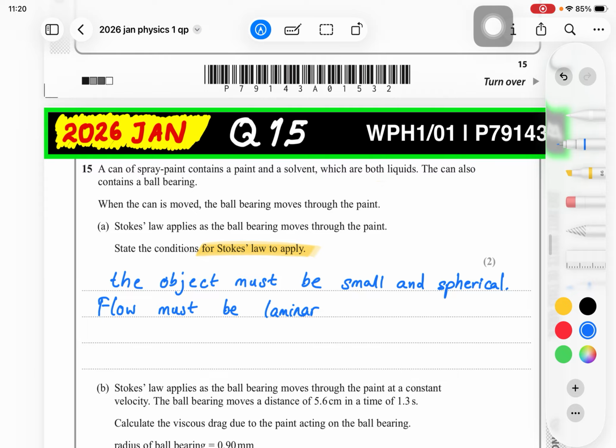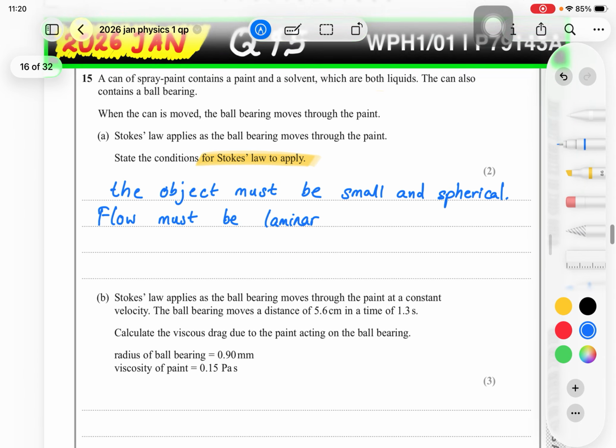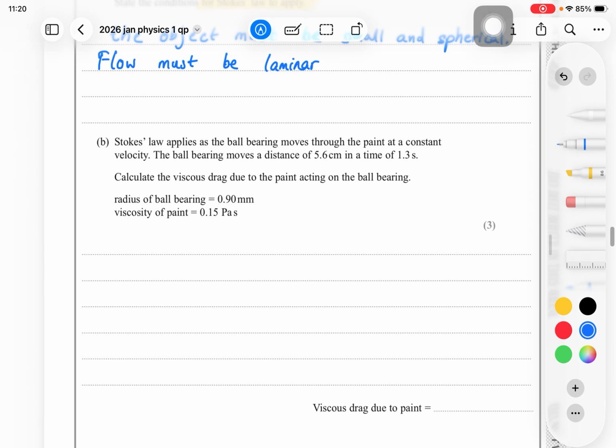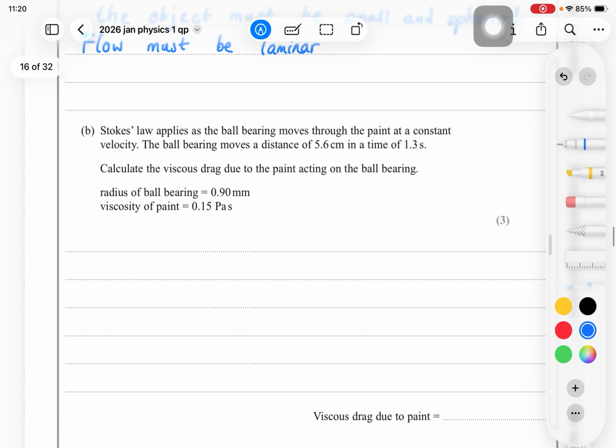Okay, now let's move to the B part. Stokes' law applies as the ball bearing moves through the paint at a constant velocity, which indirectly means that there is no acceleration. It's moving a distance of this in the time of this. So you have to calculate the viscous drag. There is a lot of information given here, so let's go with the calculations.